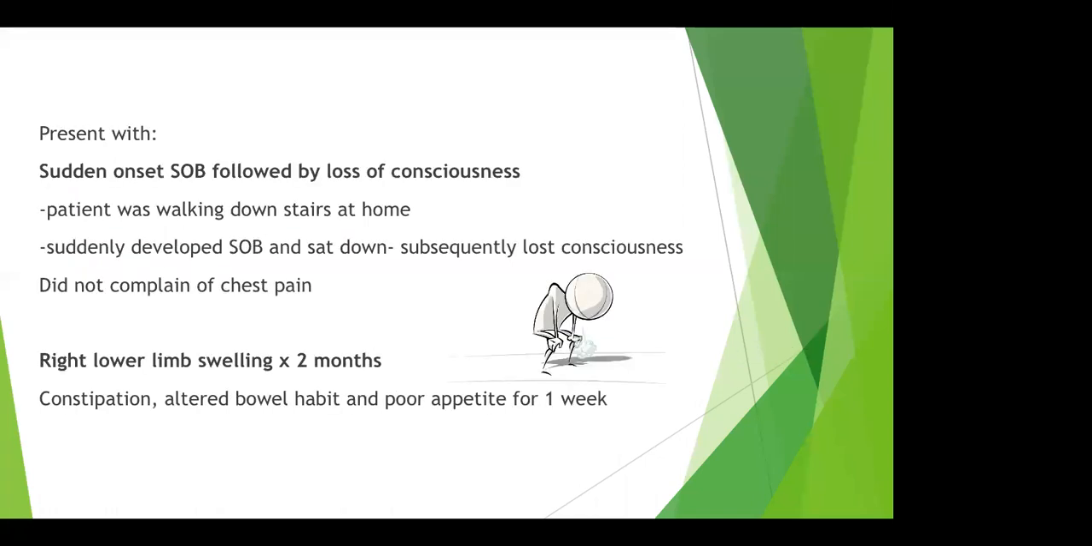This patient presented with sudden onset SOB at home, followed by a loss of consciousness. He was walking down the stairs at home and suddenly developed SOB and subsequently sat down. The family said he subsequently lost consciousness, but before that did not have any chest pain. He also had an underlying complaint of right lower limb swelling for the past 2 months, and some altered bowel habit for the past 1 week.